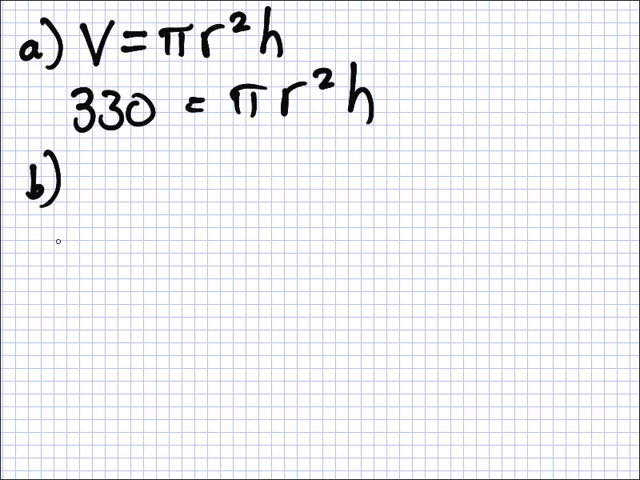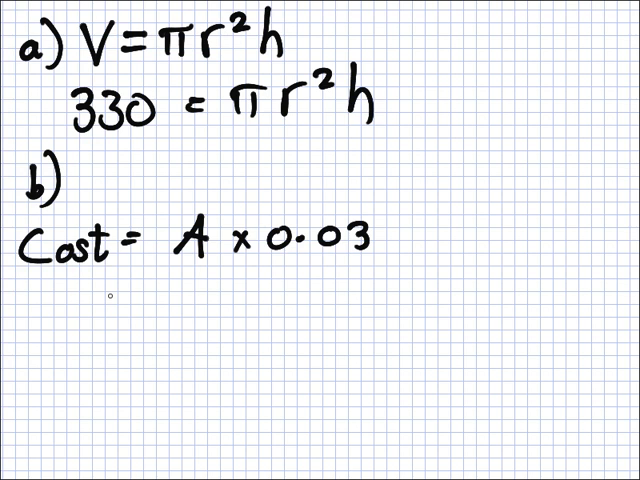B. Express the cost of the can in terms of h. Now, when we look at the cost of the can, we have two costs to consider because there's two different prices. No, sorry. It's 3p per square centimetre. So if you figure out the area and multiply this by 0.03, then you'll work out the cost.